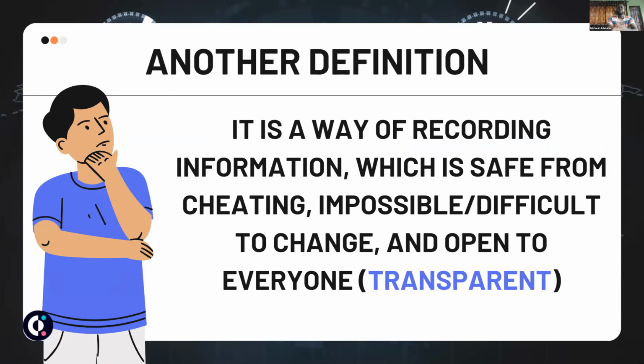Okay, now another definition of Bitcoin, before we continue from where we stopped. It's a way of recording information which is safe from cheating, difficult to change, and open to everyone. Like I said earlier, each block is open to everybody.